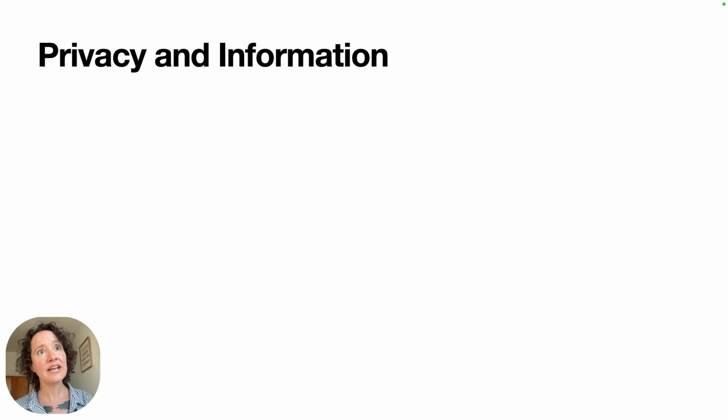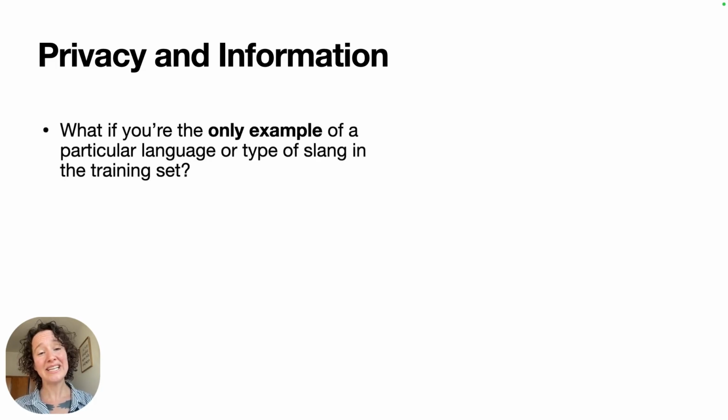So I want you to start thinking of this, especially when we have not completely accurate data, where data is not fully representative of our world, which is true with most of the data we collect. How does that relate to privacy? Well, what if you're the only example of a particular language or type of slang? If our goal is to learn this language, then you're going to be way overexposed because the information in your examples is way more than any other examples, right?